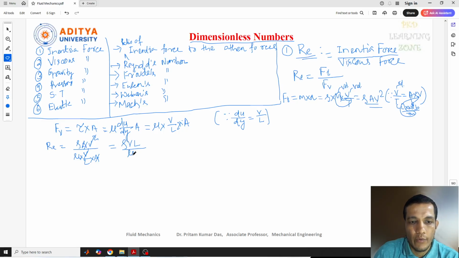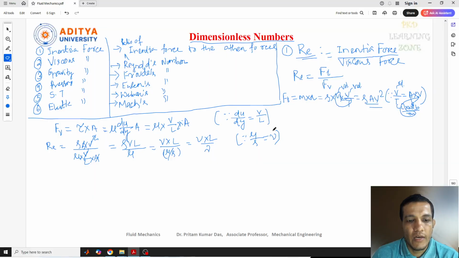Again we can write this in terms of v into L and mu by rho. Let's take this rho down, so we can write this as VL by nu, because we know that mu by rho equal to nu. This is kinematic viscosity. Now this is about the Reynolds number.